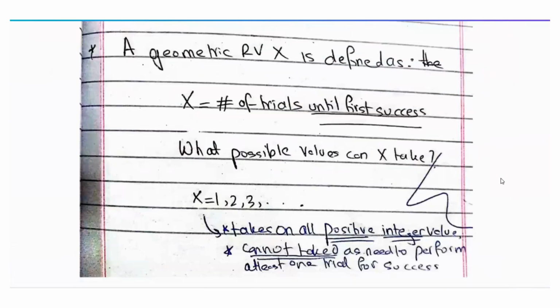Now, the way we define a geometric random variable x is the number of trials until the first success. Note the possible values x can take. x can take all positive integer values, because you might get the first success in the first trial, or in the second trial, or in the third trial, and so on. Remember, a binomial random variable can take a value 0, but a geometric random variable cannot take a value 0, as you need to perform at least one trial for success. Because it's the number of trials until first success, and you cannot get first success if you have 0 trials. So x takes all positive integer values, and it does not take the value 0.